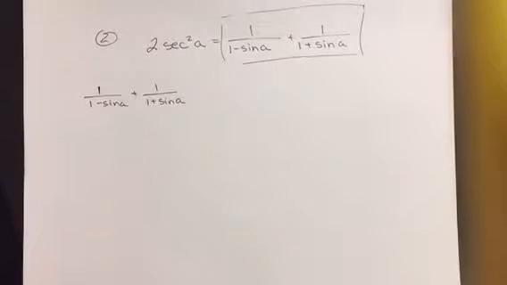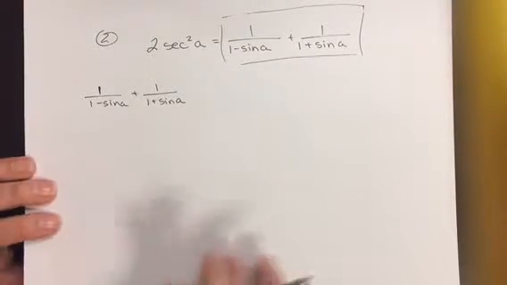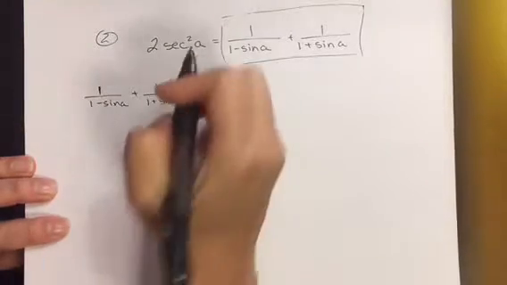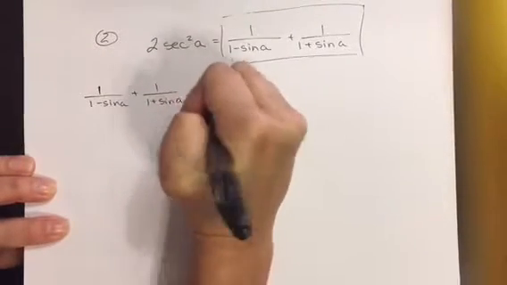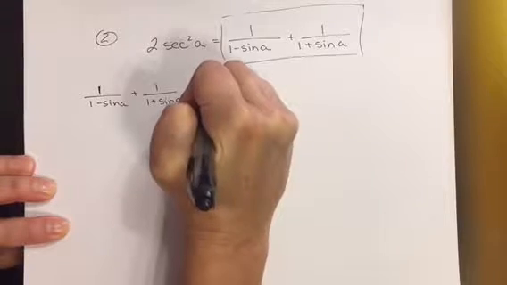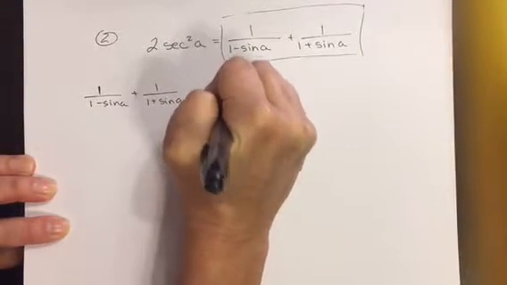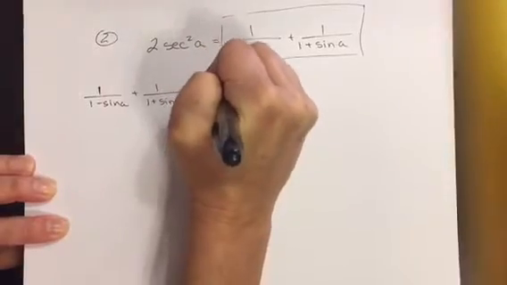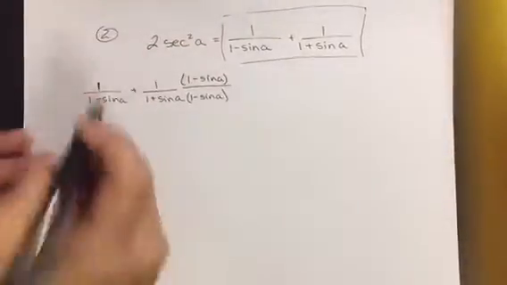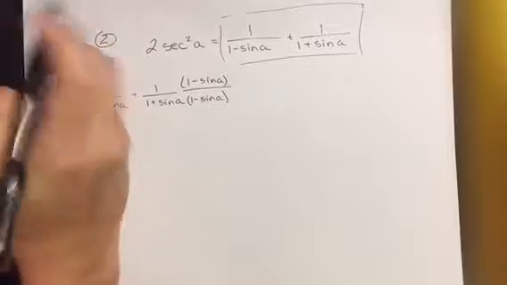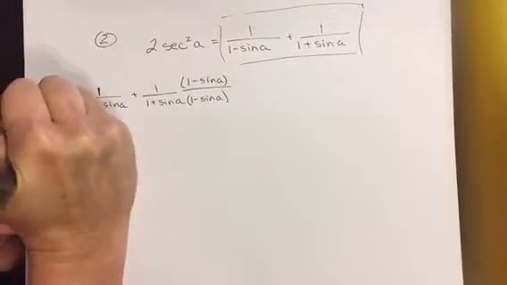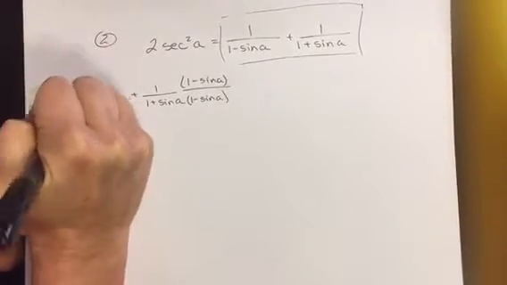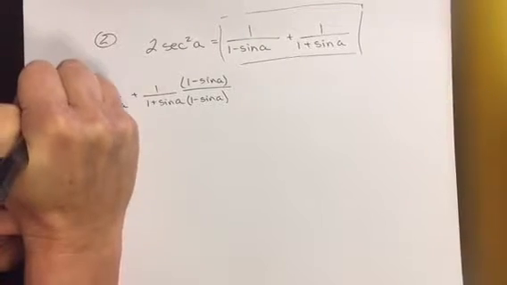All right. So the first thing I'm going to do is add my fractions to simplify this side of the equation as much as I can. I need to make a common denominator. So I'm going to multiply this fraction by 1 minus sine a over 1 minus sine a. And then I'm going to multiply this side over 1 plus sine a, 1 plus sine a.